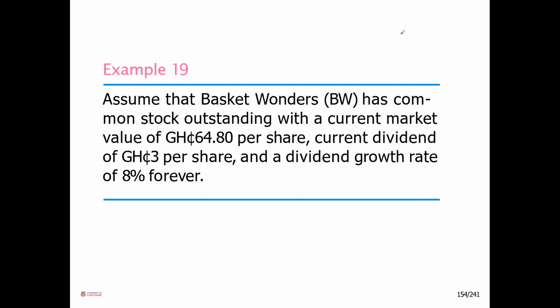Assume Basket Wonders has common stock with a current market value, so the price is 64.80. Current dividend is 3. Current, so it means D0 is 3. And the dividend growth rate is 8% forever. So there's a growth rate. Let's find the cost of equity.